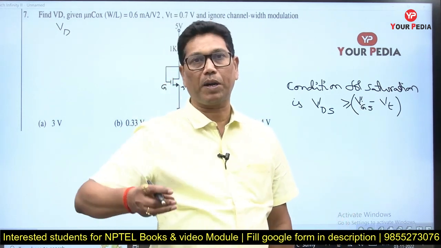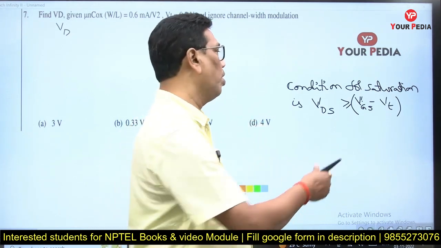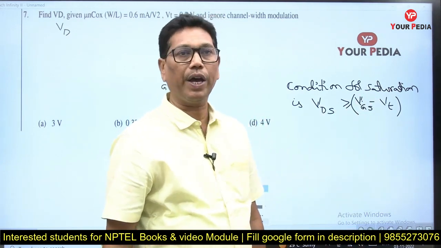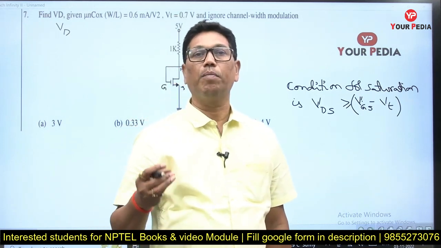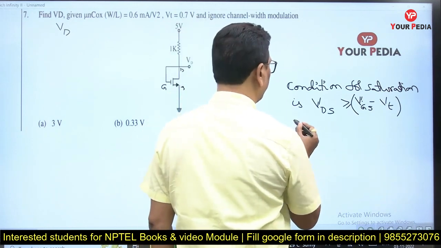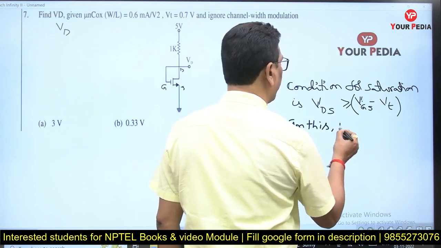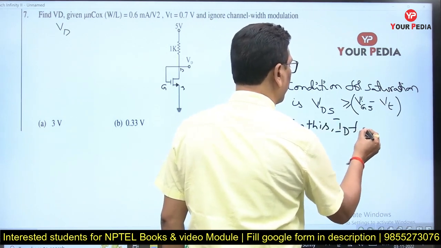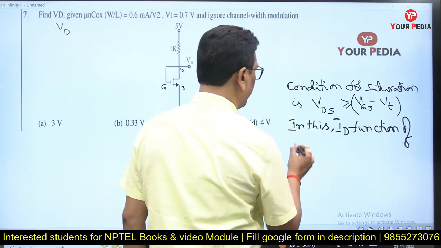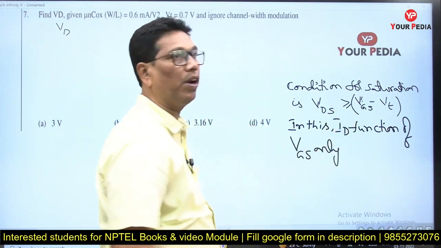The pinch off occurs at a particular drain voltage at which VDS equals VGS minus VT. So for VDS greater than or equal to VGS minus VT, it is in the saturation region, where the drain current is a function of only gate voltage. Drain current ID is a function of only VGS.